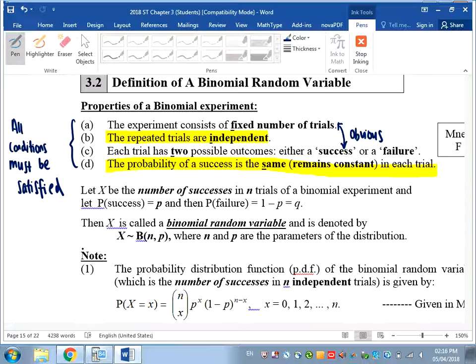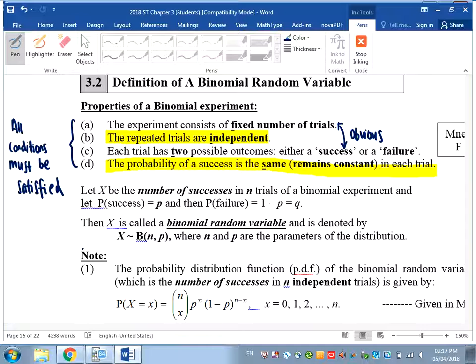Now here's the important thing. So far we haven't dealt with how to define a binomial random variable. So the way to define is as follows. We let X be the number of successes in n trials of a binomial experiment. You need to write down this statement again in context. I cannot just write down this. It must be in the context of the question. Where probability of success, I let it be small letter p. Probability of failure will therefore be 1 minus p. I use another symbol, in this case, the letter q.